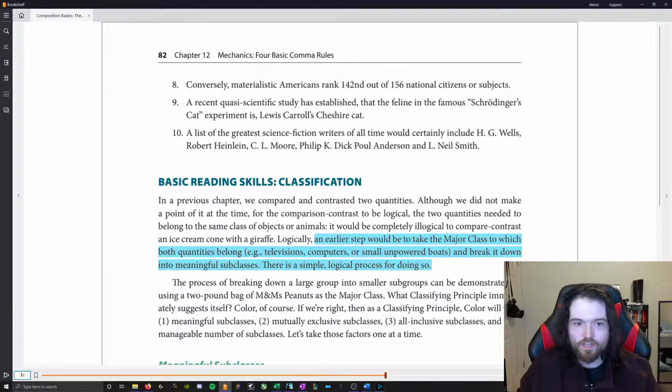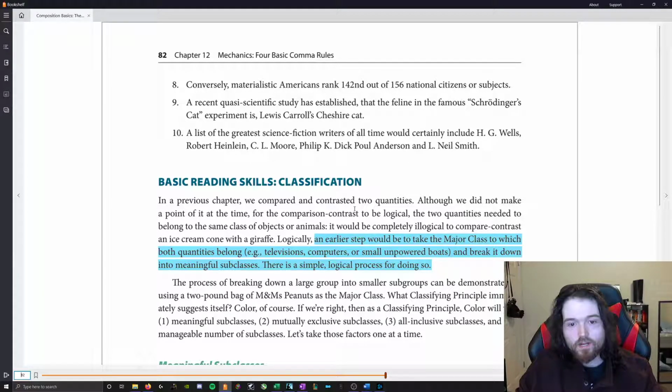Let's see what your book has to say about division and classification. So, in the previous chapter, we compared and contrasted 2 quantities. Although we did not make a point of it at the time, for the comparison and contrast to be logical, the 2 quantities needed to belong to the same class of objects or animals. It would be completely illogical to compare and contrast an ice cream cone with a giraffe. Logically, an earlier step would be to take the major class to which both quantities belong and break it down into meaningful subclasses, aka division and classification. There is a simple logical process for doing so.